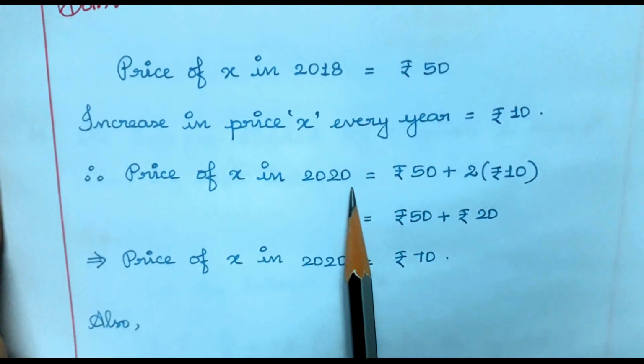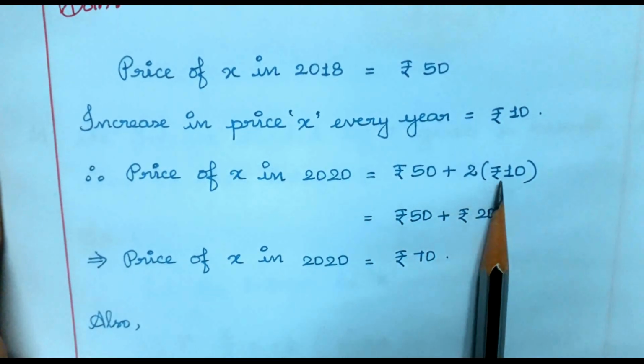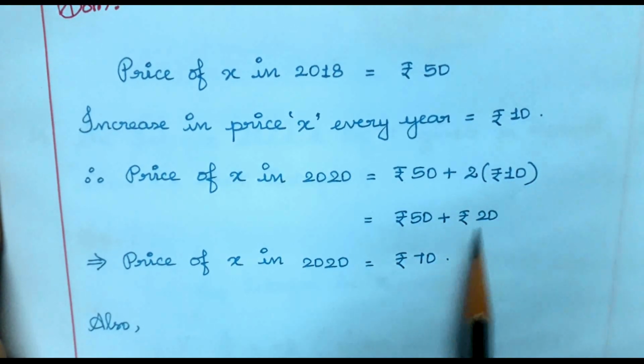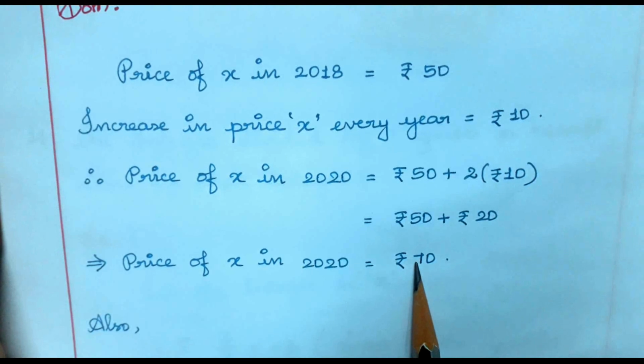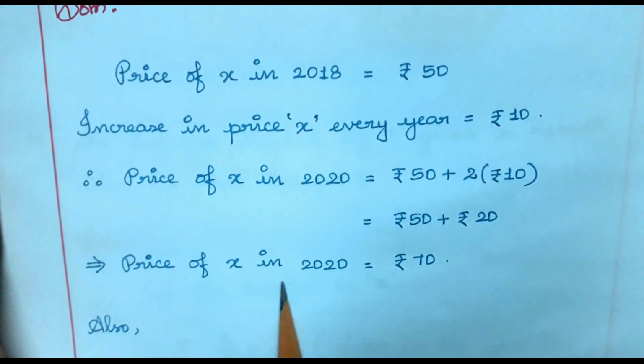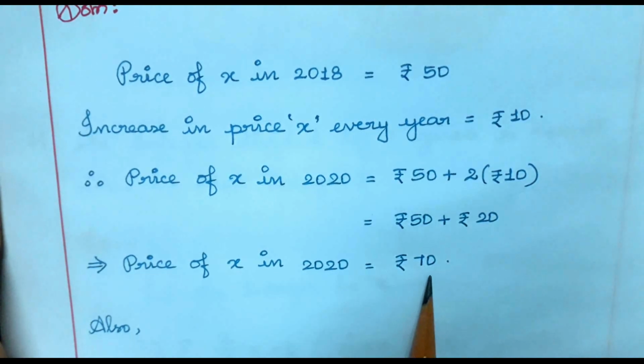2018 to 2019, 2019 to 2020, so 2 times 10. So 50 as it is plus 2 into 10 is 20. So 50 plus 20 will give you 70. At last, this implies the price of X in 2020 is 70 rupees.